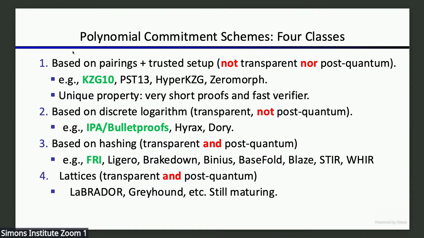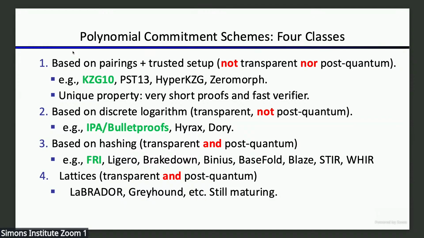So in green, for each of the classes, I put kind of the most well-known, the most popular scheme in the category. And in each case, at least until recently, the reason for the popularity is basically because the verifier costs are best in its category. So KZG commitments have sort of the best verifier costs around, but they do need pairings and a trusted setup.